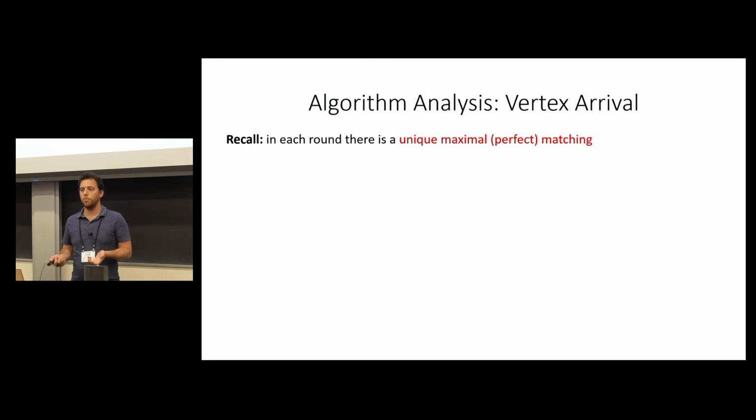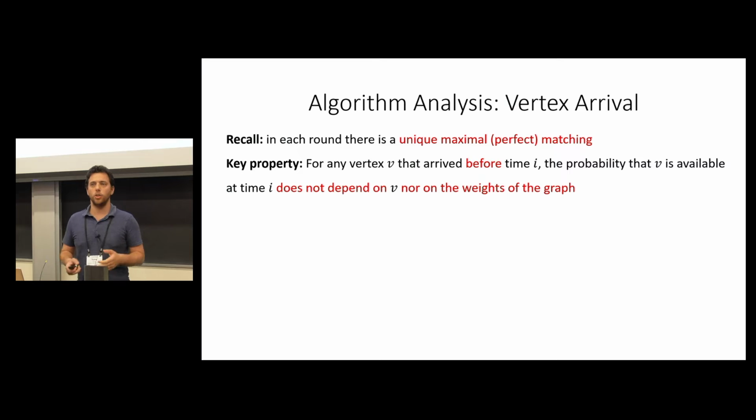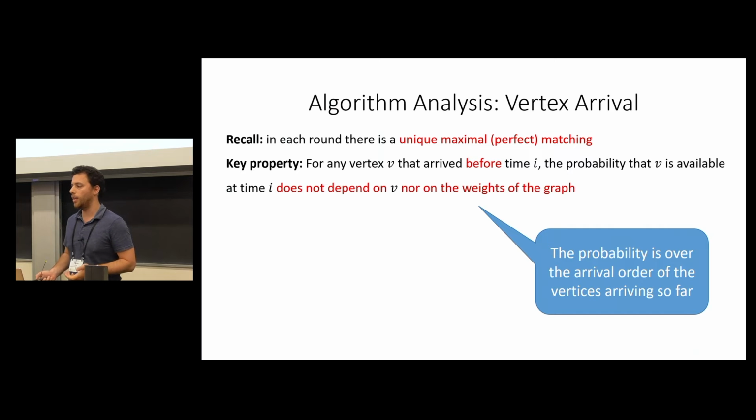By the assumption, we can assume that in each round we have a unique maximal perfect matching. And because we always have a unique maximal perfect matching, we have a kind of symmetry property, which means that each vertex will be available with the same probability, if we take the randomness over the arrival order of the vertices arriving so far. So all vertices that arrived so far have the same probability of being matched or not matched.